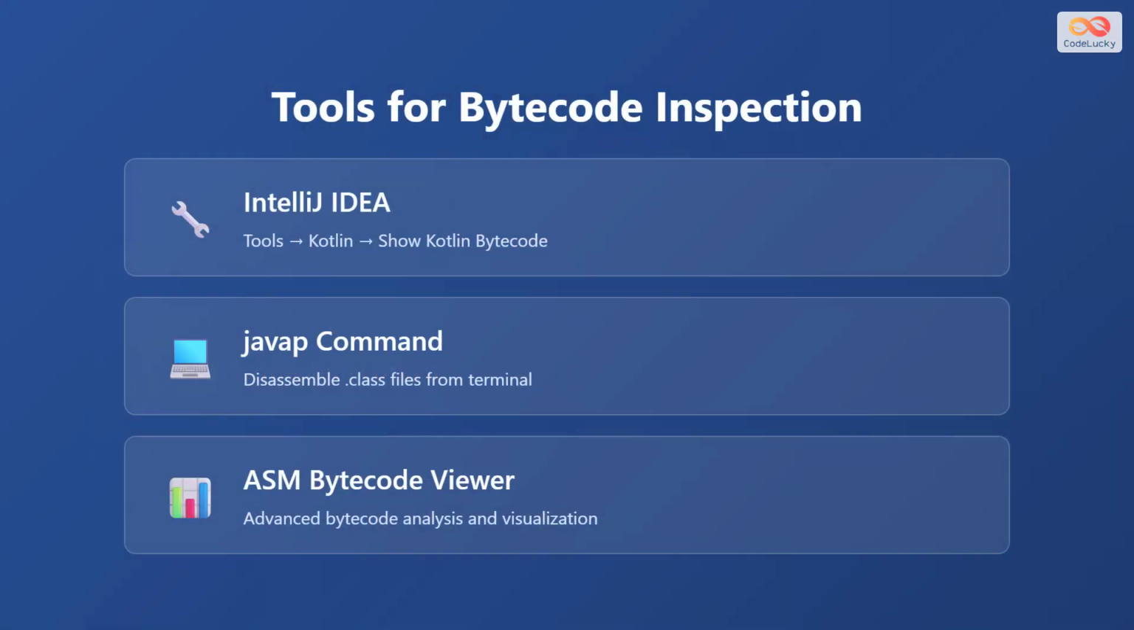There are several powerful tools available for inspecting bytecode. IntelliJ IDEA provides a built-in bytecode viewer accessible through Tools, Kotlin, Show Kotlin Bytecode. This is the easiest way to see what your Kotlin code compiles to. The javap command is a command line tool that comes with the Java development kit and can disassemble .class files directly from your terminal. For more advanced analysis and visualization, you can use the ASM Bytecode Viewer, which provides deeper insights into bytecode structure and behavior.